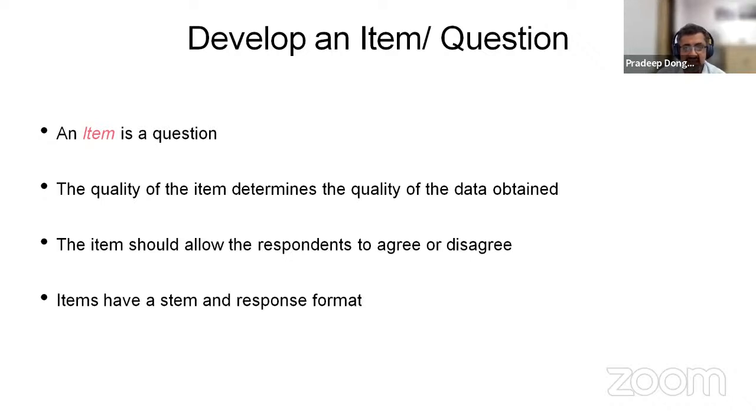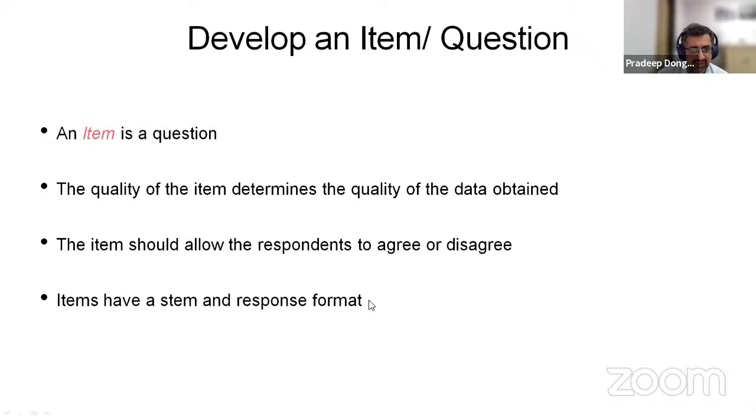And the quality of the item determines the quality of the data that is obtained. So you should remember that while designing your questionnaire, repeated revision of your question or your item helps a lot. The question or your item has to be very, very clear. The respondent should be given a choice to at least agree with the statement or disagree with the statement, and he should be able to come out with whatever he wants to convey to you.